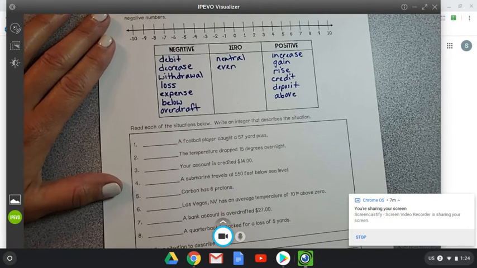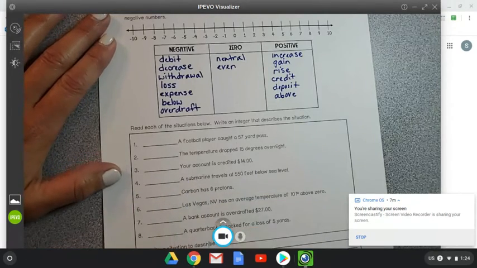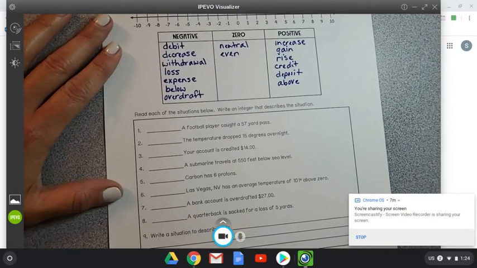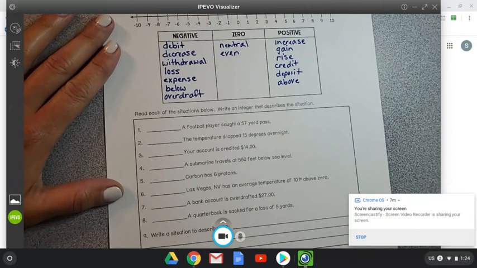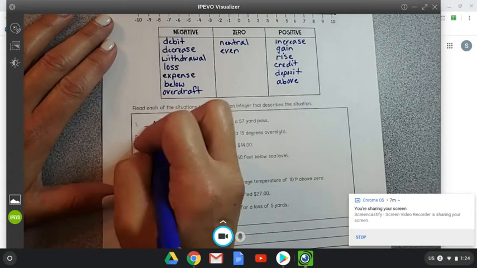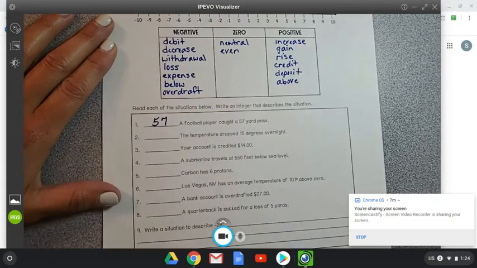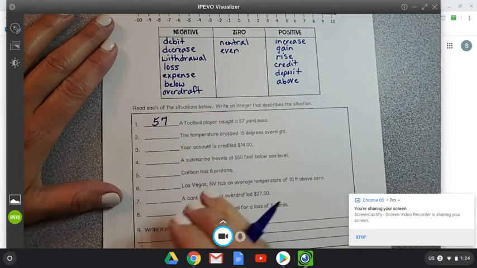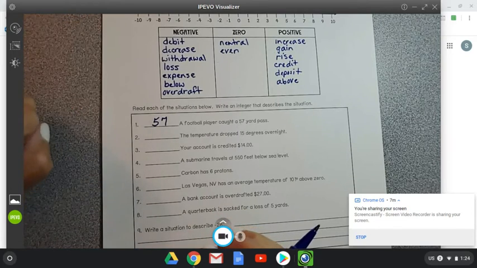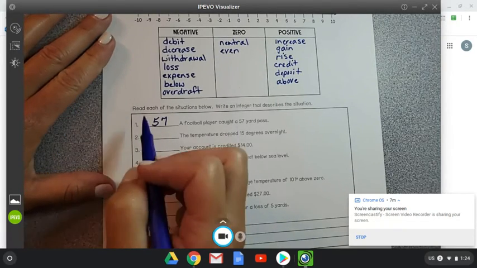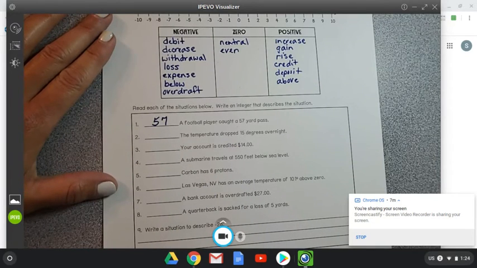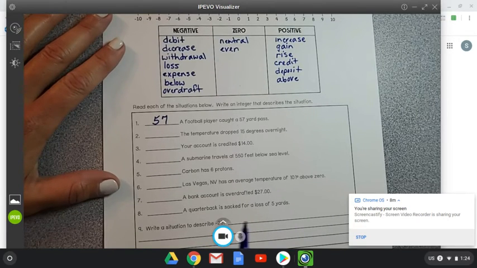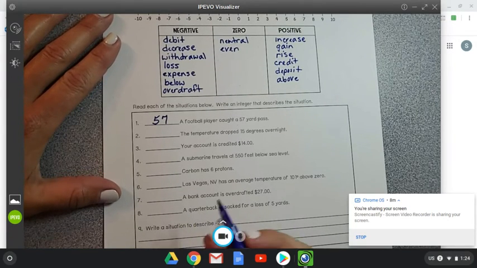All right, so I'm going to do a couple of these with you and then turn you loose to do a few of these on your own as well. So the first one is a football player caught a 57-yard pass. So that's going to be a positive 57. And you can put the plus here. If you do, it will get a little more complicated later as we start to throw these numbers in equations. But if you did put a little plus sign, it wouldn't be incorrect. It just indicates that it's positive. We probably want to get into the habit of not putting the positive sign in front of it, though.